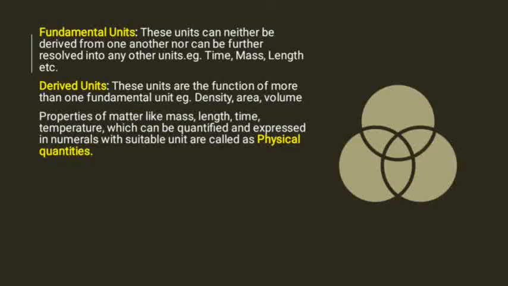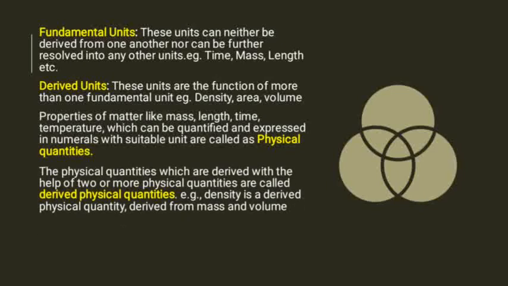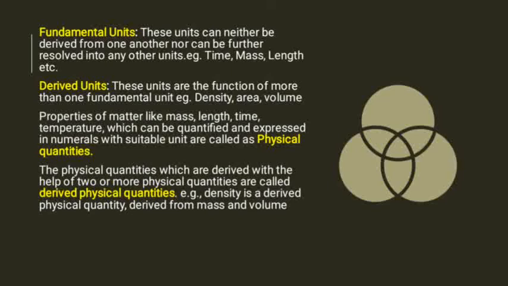Then properties of matter like mass, length, time, temperature, which can be quantified and expressed in numerals with a suitable unit, are called physical quantities, whereas the physical quantities which are derived with the help of two or more physical quantities are called derived physical quantities. Example: density is a derived physical quantity from mass and volume. You know density is equal to mass upon volume, right?